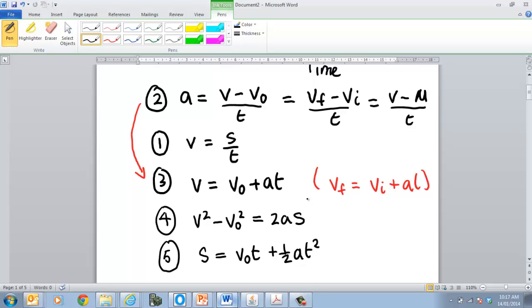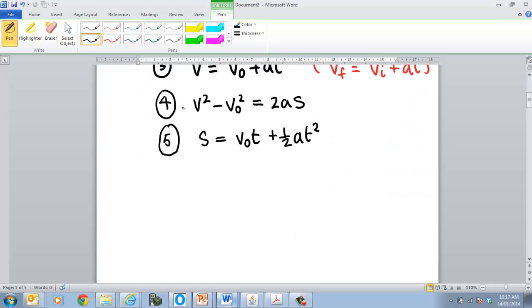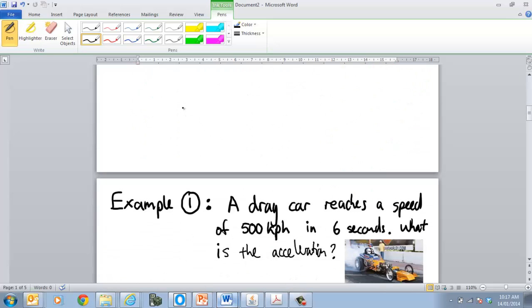Now, remember in the previous video I talked about the problem solving strategies. Obviously if we don't have any acceleration you probably use formula number 1, but as soon as you have an acceleration or change in velocity you're either using 2, 3, 4 or 5. So you'll need to look at the values that you have, the information you have and what you want to find, and then you can actually do that.